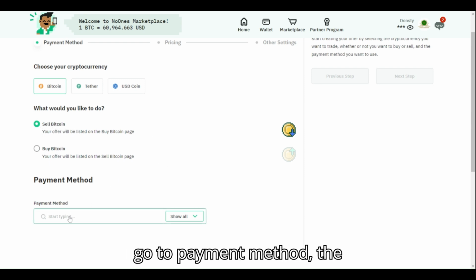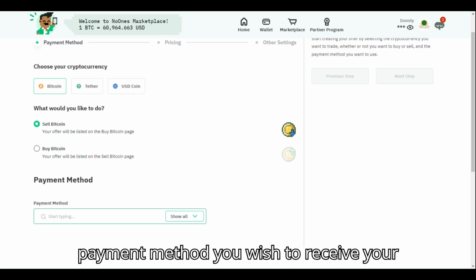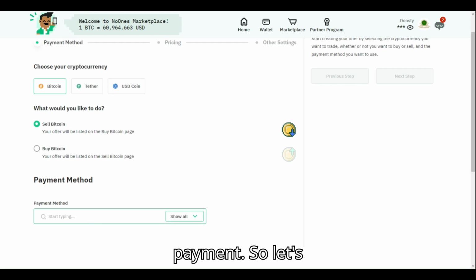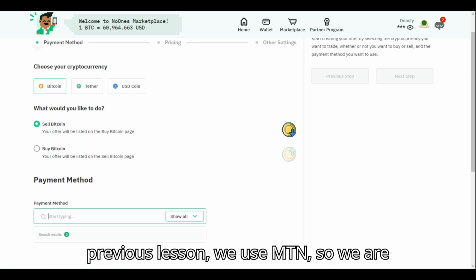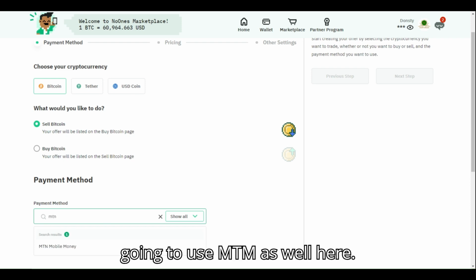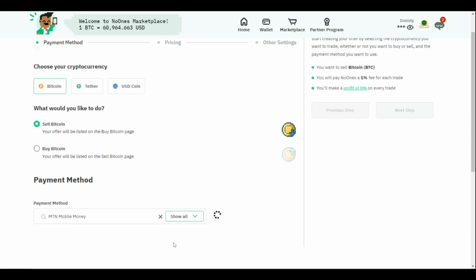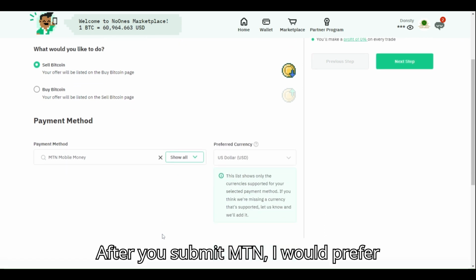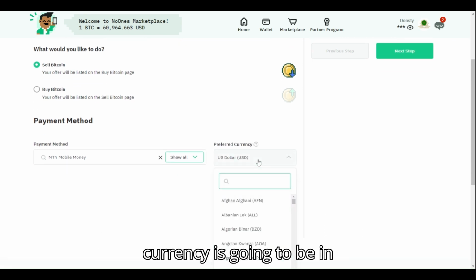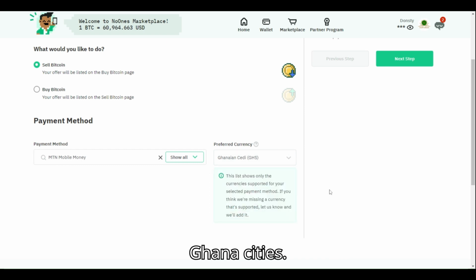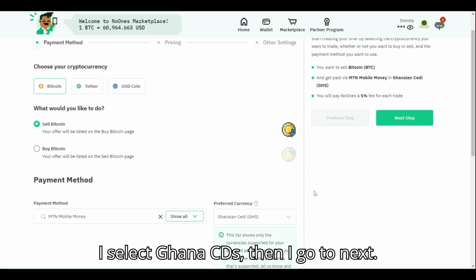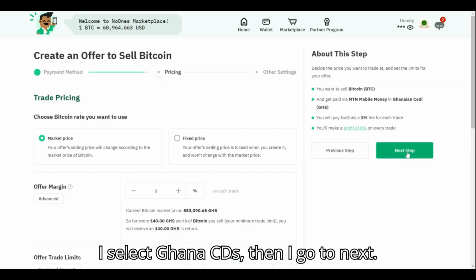Then we go to payment method, the payment method you wish to receive your payment. So let's use MTN. In our previous lesson, we used MTN, so we are going to use MTN here as well. After you select MTN, our preferred currency is going to be Ghana cedis. I select Ghana cedis, then I go to next.